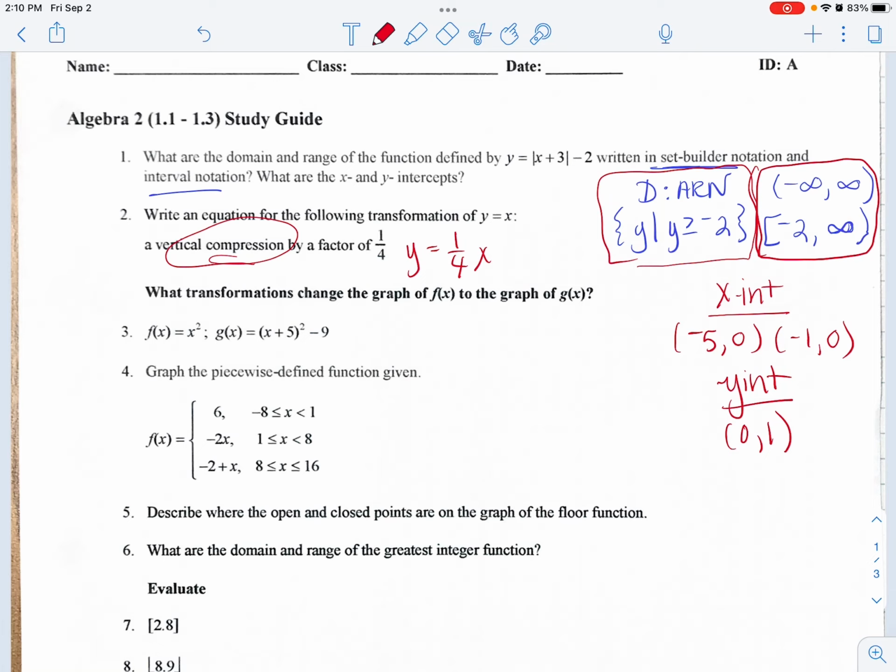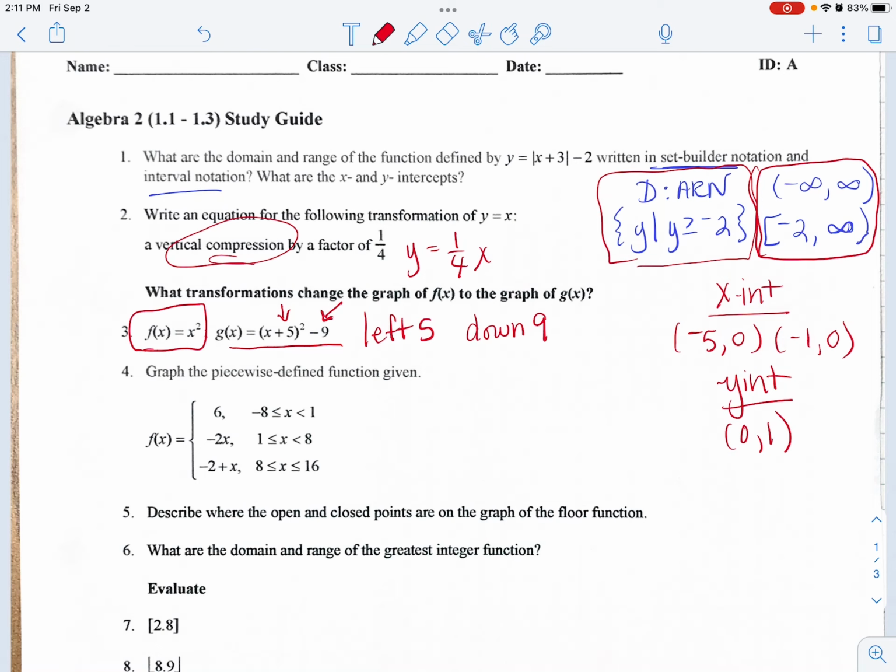For number 3, the transformations to the graph, so this was our parent function. It's asking how this function is being changed. So we see the +5 inside of the parentheses. That means the graph is moving to the left 5. And the -9 outside of the grouping symbols means that it's moving down 9.